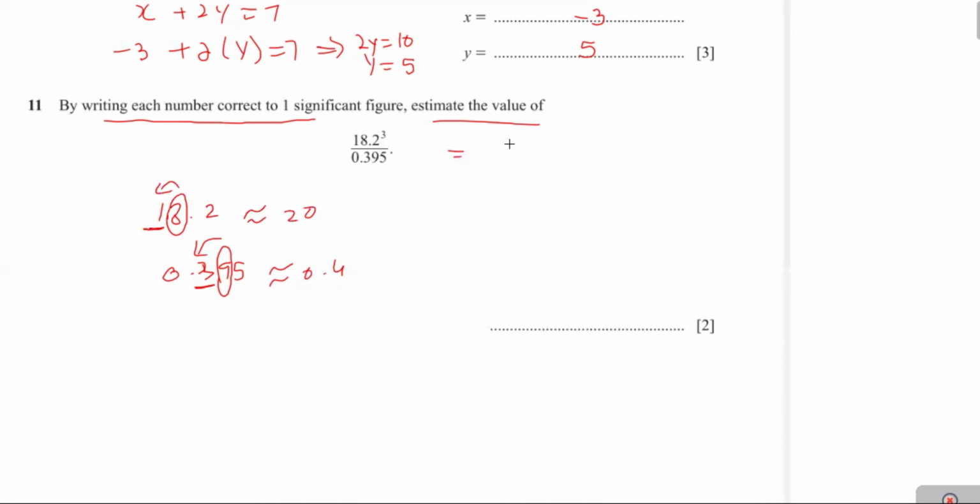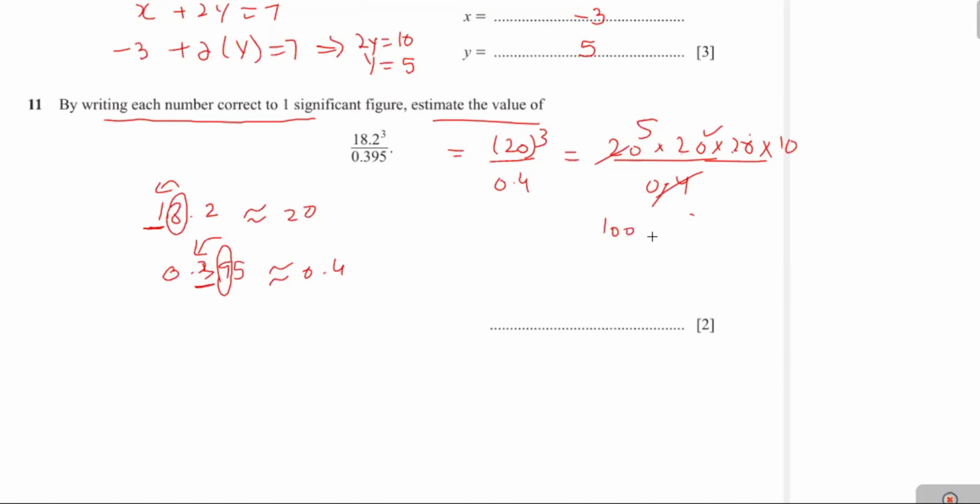Now we write here 18.2. We can write it as 20 to the power 3. Our 0.395, we write it as 0.4. And that is 20 multiplied by 20 multiplied by 20 over 0.4. And the point will be cancelled if we put here 10 times 20 is 100, and 20 into 10 is 200. Now the value becomes 20,000, this is the answer.